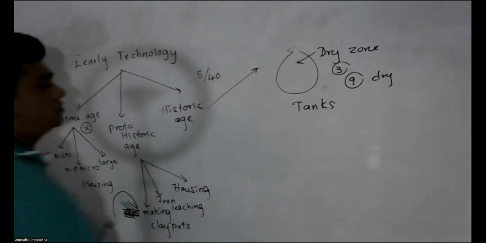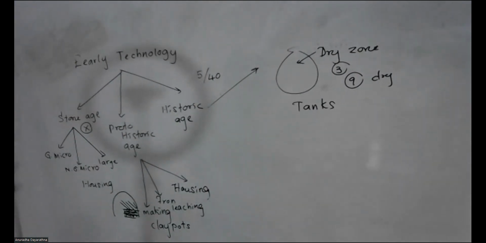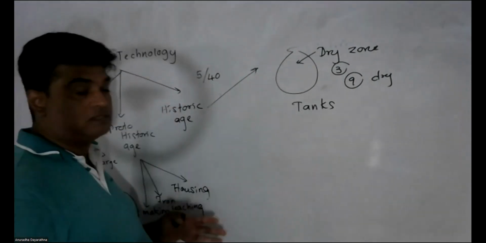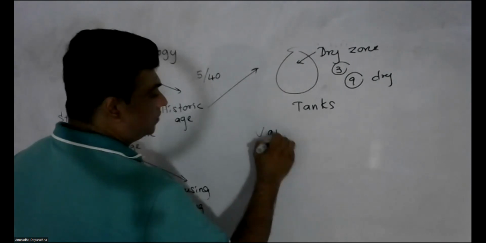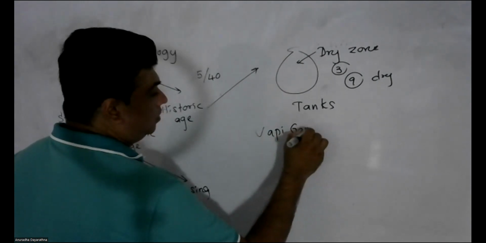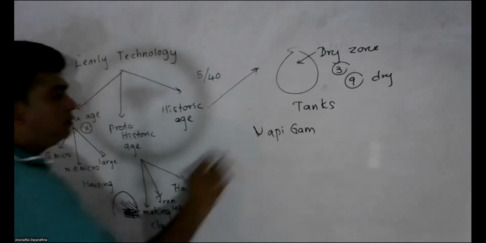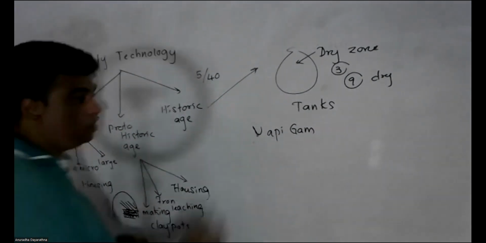Right. So when we take tanks, what is a tank? A tank is something that early villages constructed. We know about Wapigam. So what are Wapigam? Wapigam are the villages with tanks.